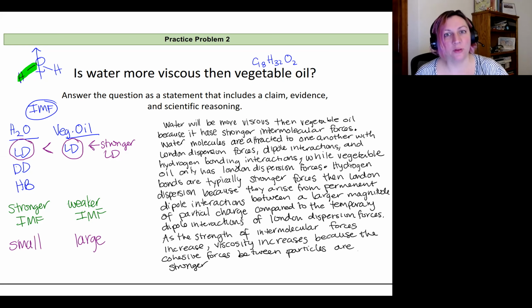Okay, so I wrote one statement and then I would like to talk about it and then I'll write another one. It's a little long, sorry. First I took the position that water will be more viscous, and I'd like to break down this statement into the claim, evidence, and reasoning that I'm using to formulate a strong argument. So it says that water will be more viscous than vegetable oil.